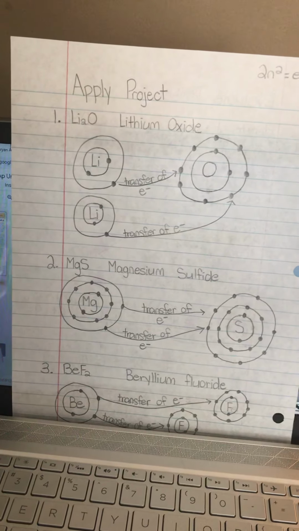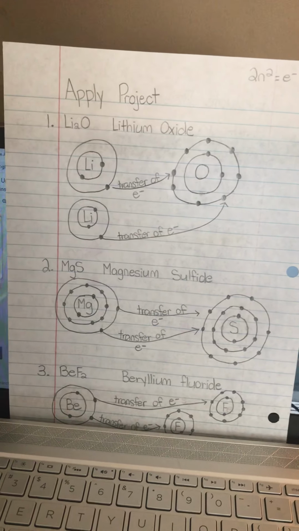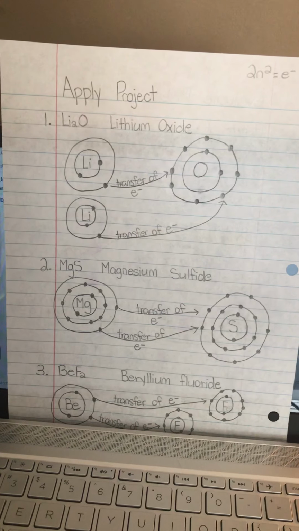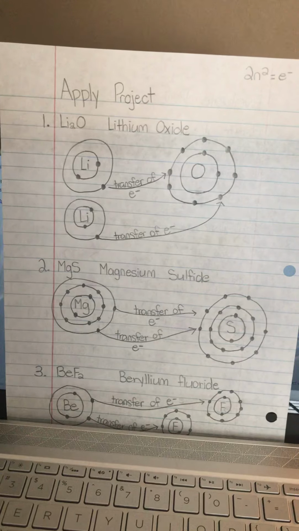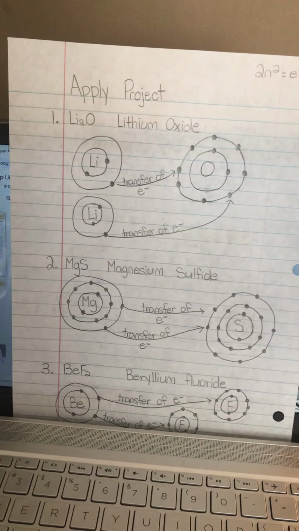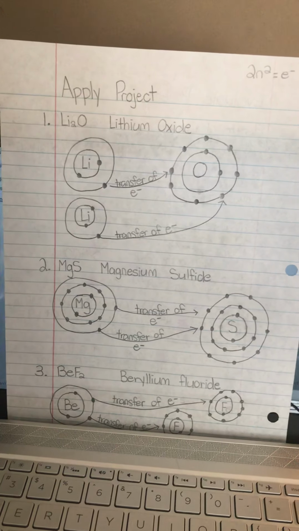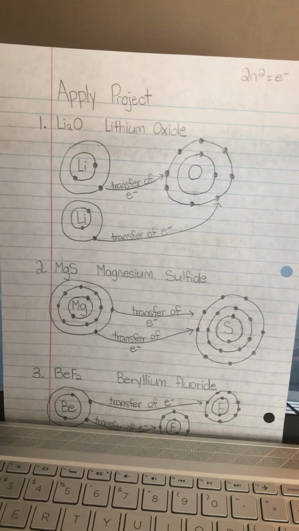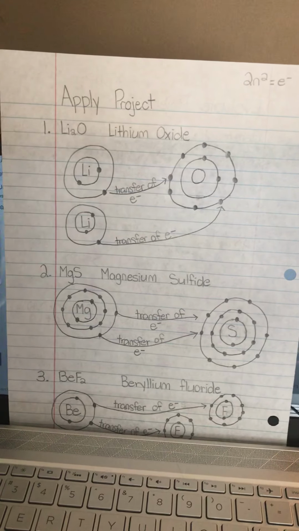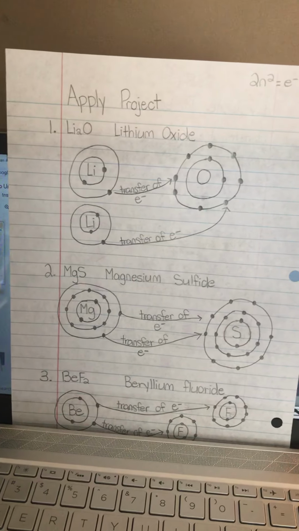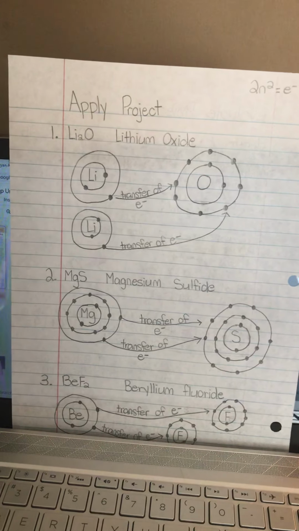In order for both to obtain the noble gas electron configuration, magnesium will give up its 2 outer electrons, or valence electrons, to sulfide, or sulfur. So sulfur will have 8 valence electrons, or electrons on the outer shell, and magnesium will lose that shell altogether. Magnesium will have the same electron configuration as neon, and sulfur will have the same electron configuration as argon.